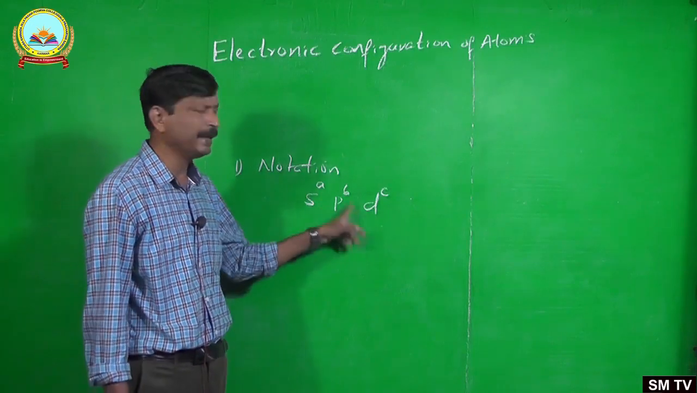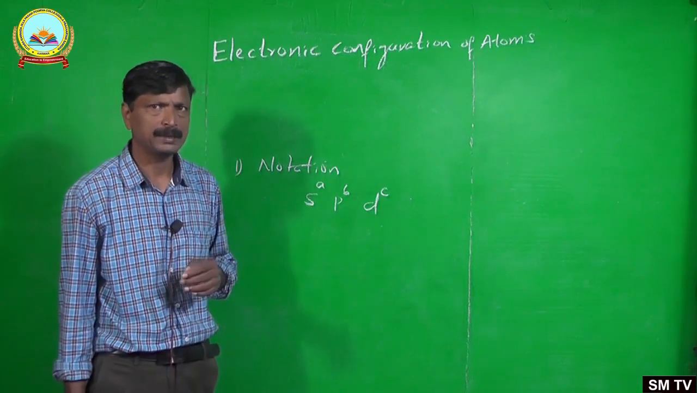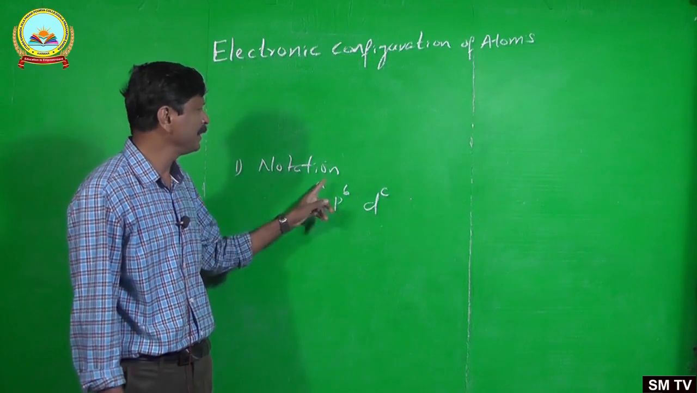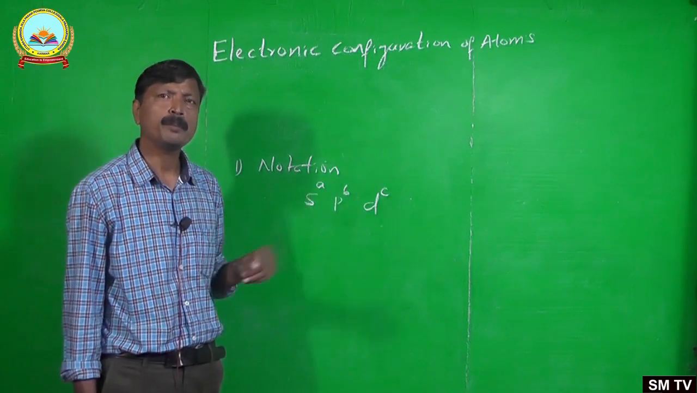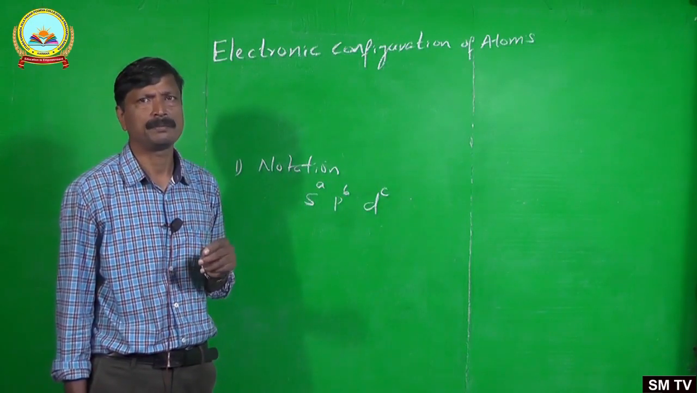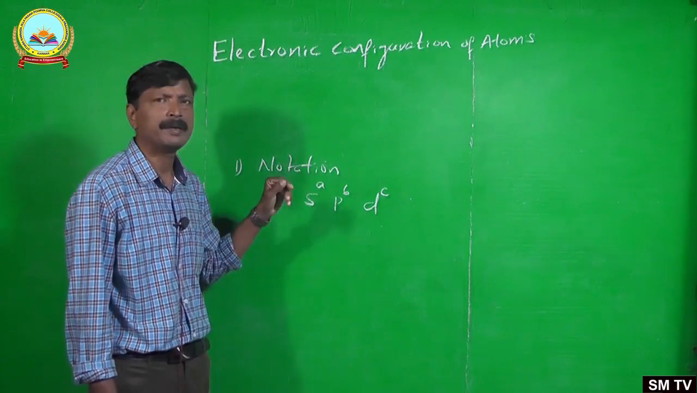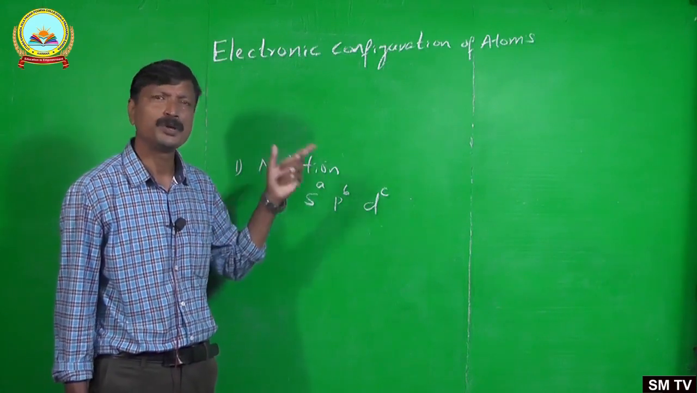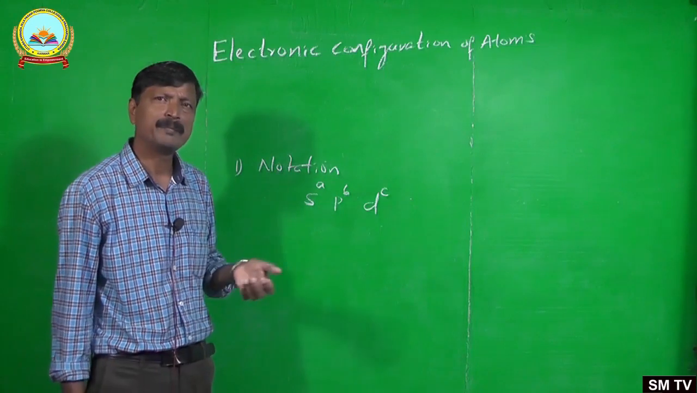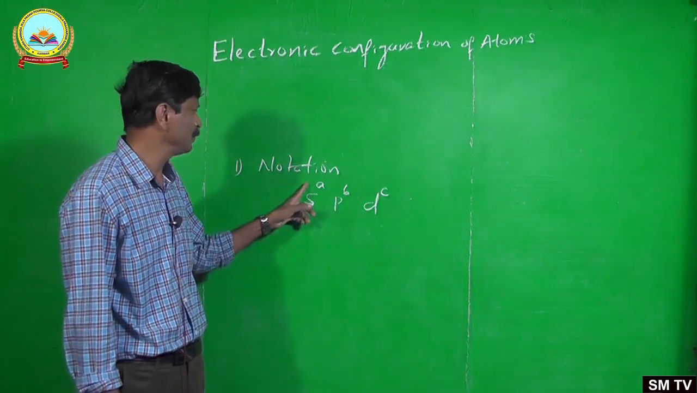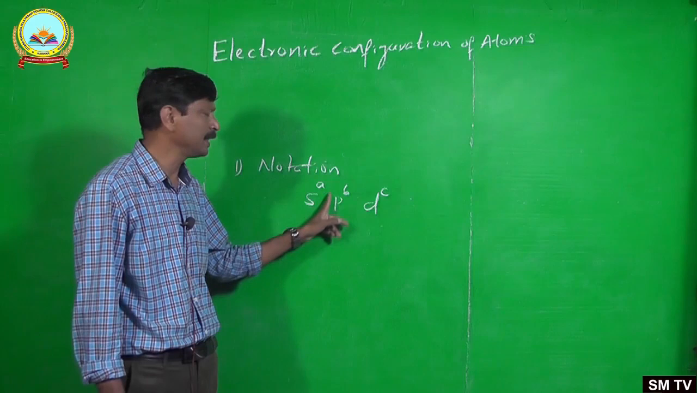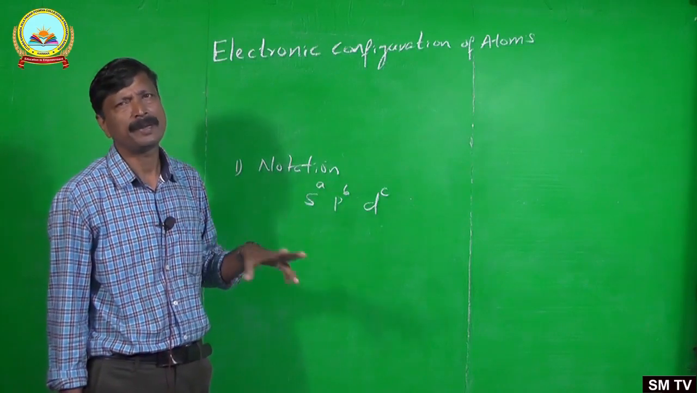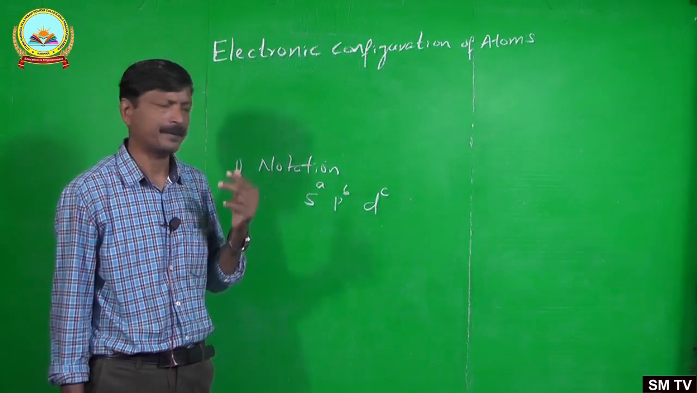The s, p, d represent the subshell where the electron is present. The a, b, c represent the number of electrons in each subshell. The a can be 0 to 2, because in some orbitals it may be empty. You write 0 to 2 because the s subshell has only one orbital, and maximum it can accommodate 2 electrons.